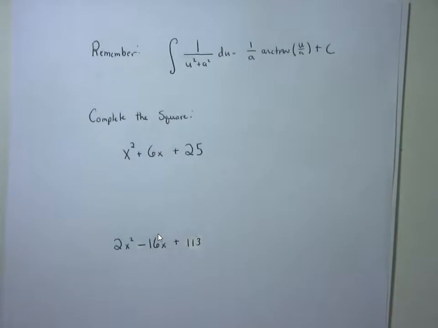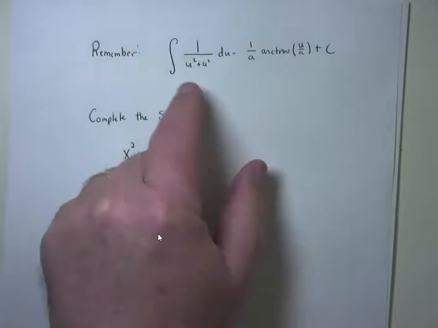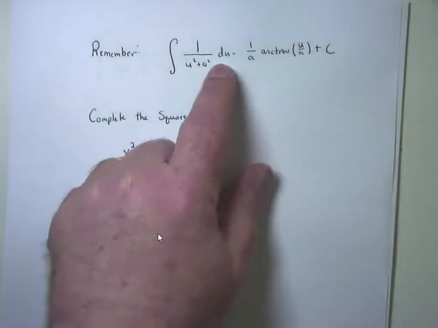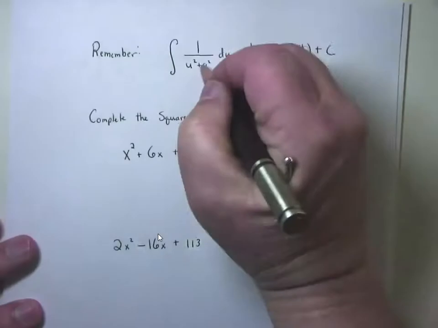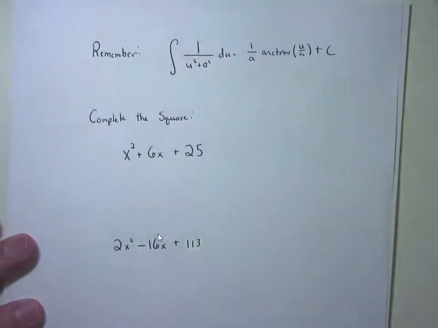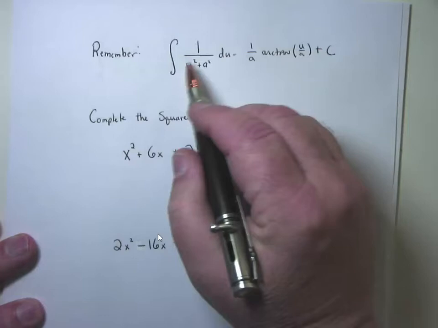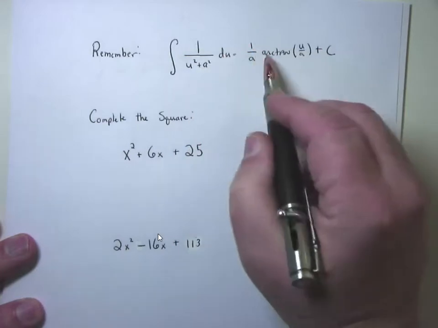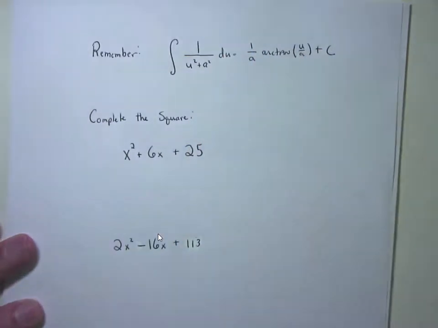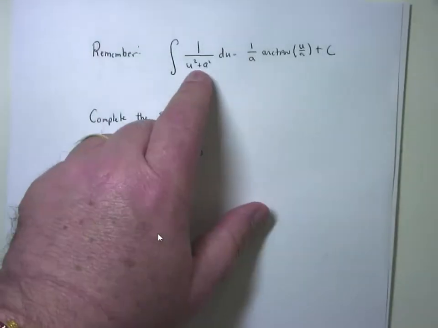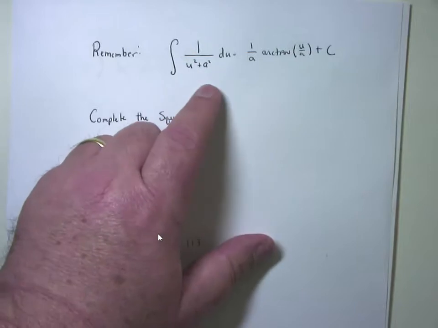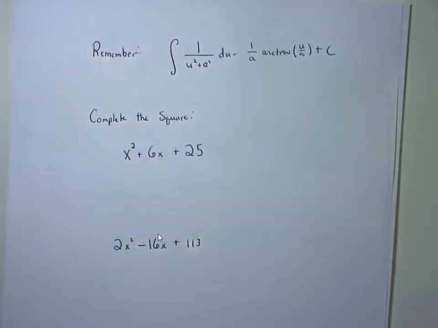Now, I want to remind you about the integral of 1 over u squared plus a squared du. This is the famous extended version of the arctangent formula. The integral of 1 over u squared plus a squared du is 1 over a arctangent of u over a plus c. But you got to have this fraction looking like a u squared plus an a squared, a variable squared plus a constant squared in the denominator. That tells me it's going to be an arctangent problem.